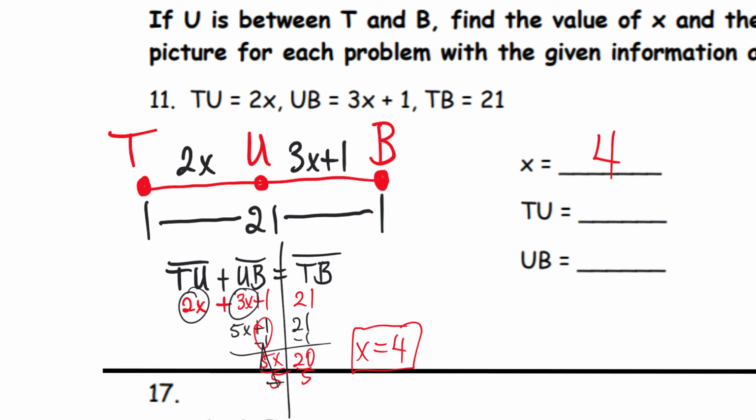So x equals 4. Then from there, I'm going to take that 4 and plug it back in to find TU. TU is 2x, so if I plug in 4 for that x, 2 times 4 is 8. Then for UB, if I take the 4 and plug it in here, 3 times 4 is 12. And 12 plus 1 is 13. And then I could just ask myself, do 8 and 13 together add up to equal 21? And yep, sure enough they do.